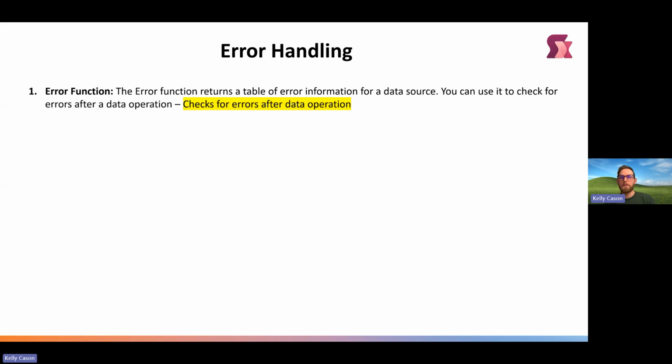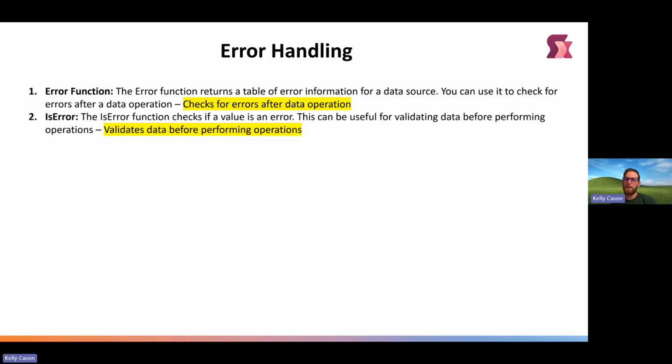So the first one is there is a built-in error function. You can leverage that built-in error function to return a table of error information for a specific data source. And this checks for errors after you perform a data operation. So after you submit a form or after you try and patch a record, it can let you know. There was also the isError function. The isError function checks if the value inside of one of your controls is an error, right? So if something's supposed to be a number and they put a string, you can configure this to determine that there is an error. And this is really useful for validating data before the data operation is performed, before you're submitting a form, before you're patching a record.